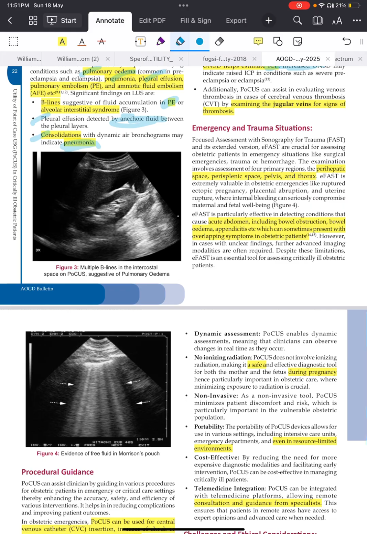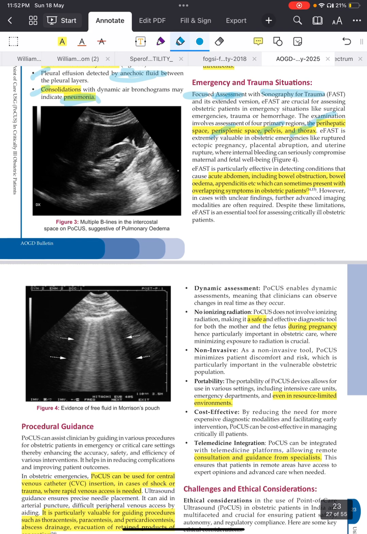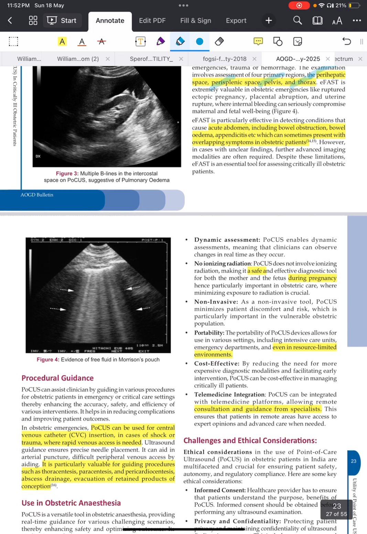In emergency and trauma situations you can do E-FAST. What is E-FAST? Focused assessment with sonography for trauma. Here these are different planes where we see perihepatic, perisplenic, pelvis and thorax. Appendicitis, acute abdomen obstruction, bowel edema can be seen with this.